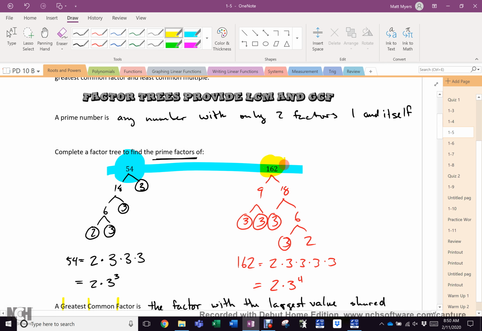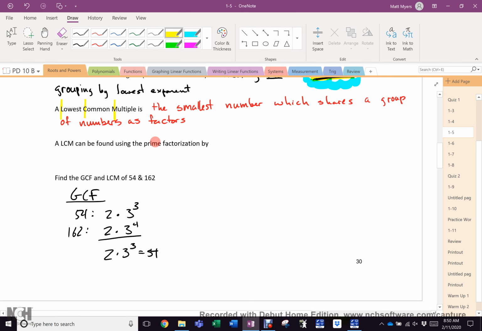162. Because 162 times 1 is the first multiple of 162. Everybody cool? All right. So we find it in a similar method, but slightly different. Because we are building upwards, we have to count everything, but just once.